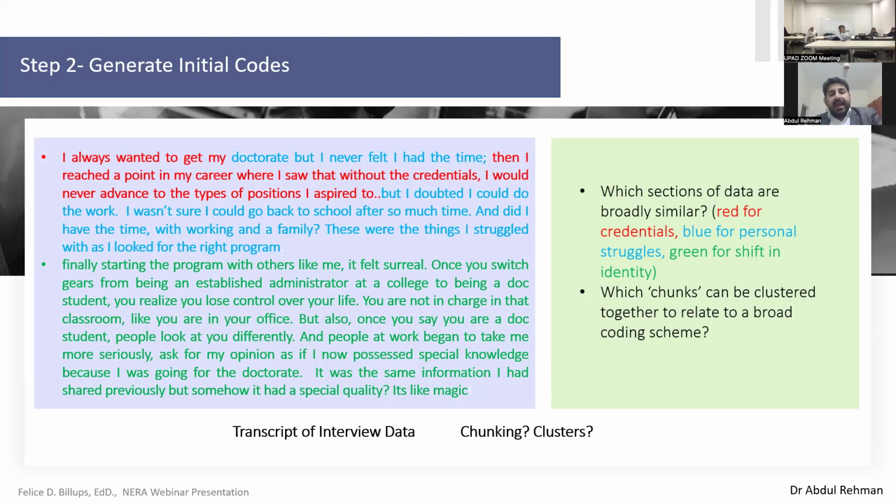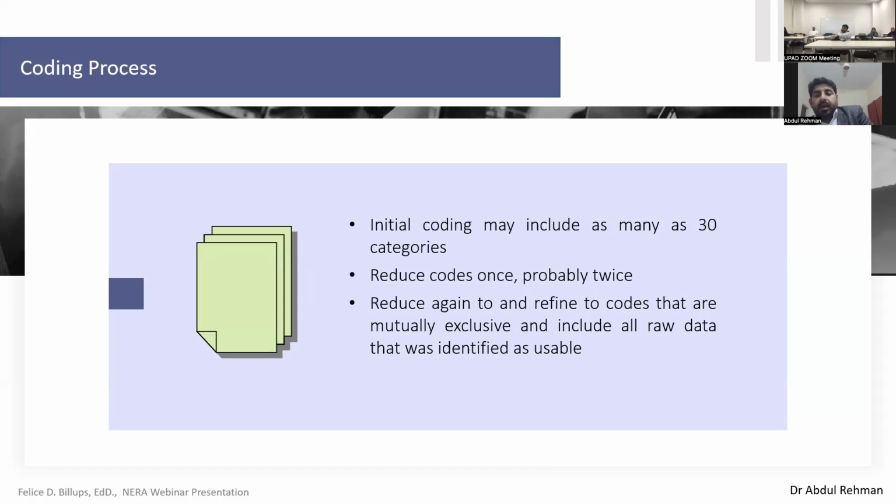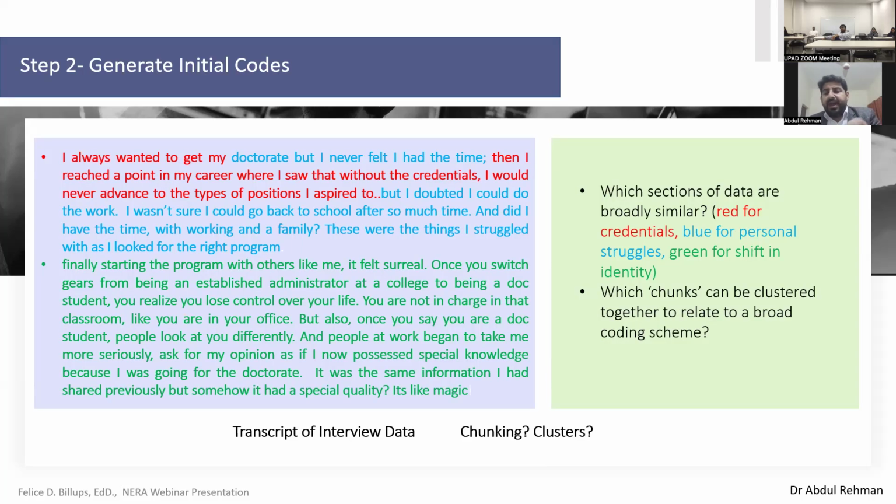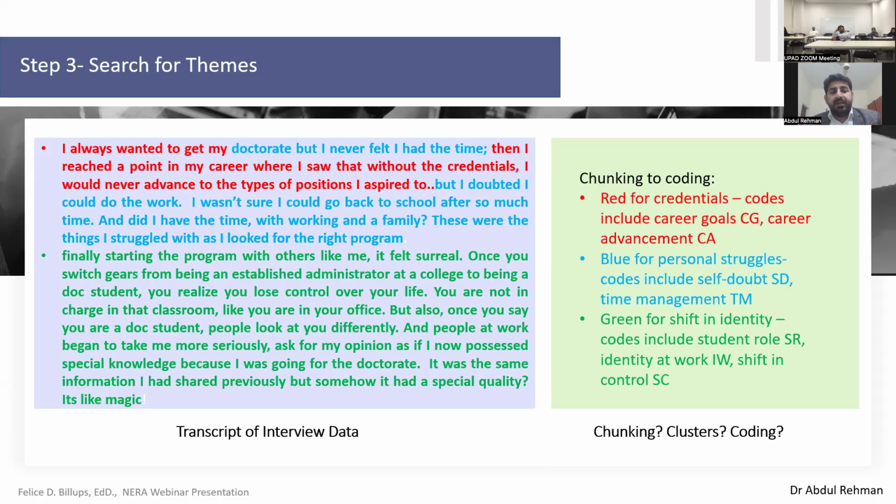So in the second stage, we generate the initial codes. So there are different codes. By codes, we mean that we would separate our different transcripts based on their meaning. Initial coding may include as many as 30 categories, then we reduce codes. It might be possible that first we make codes, but they might be similar. So we club them. It might also be possible that a clubbed code has different meanings, then we disintegrate them. So that is the coding process.